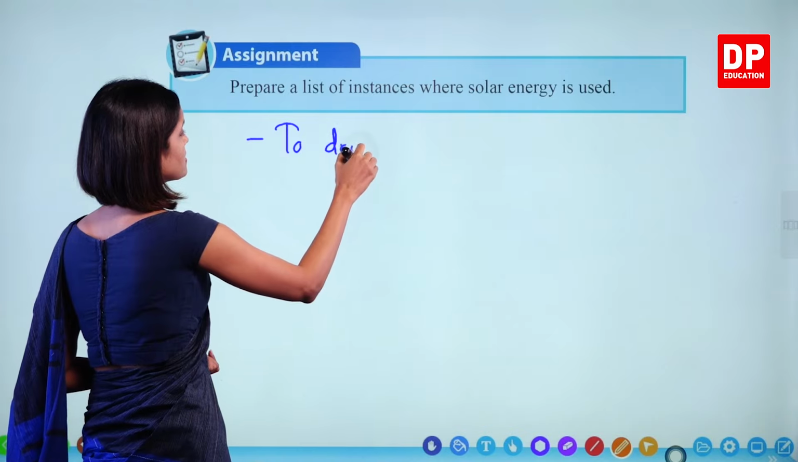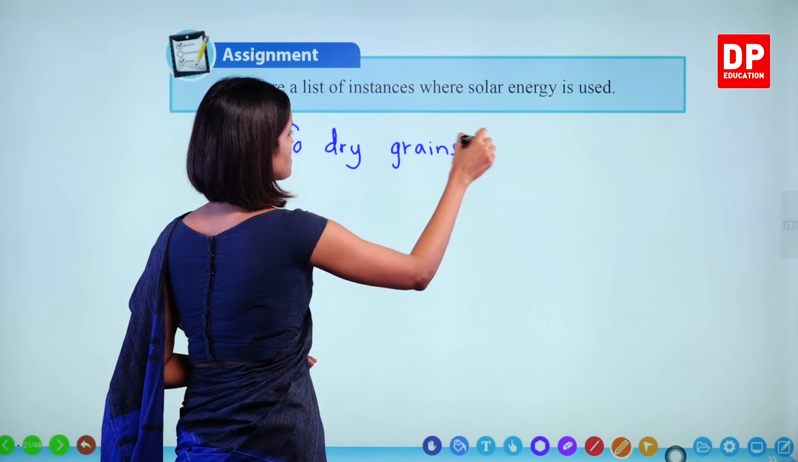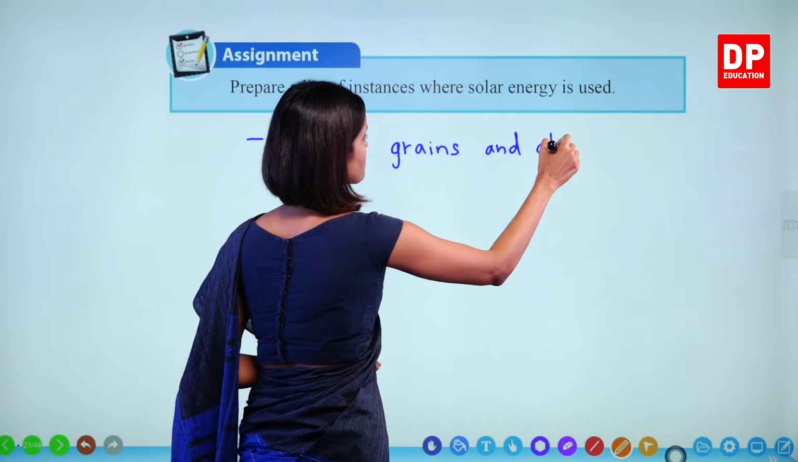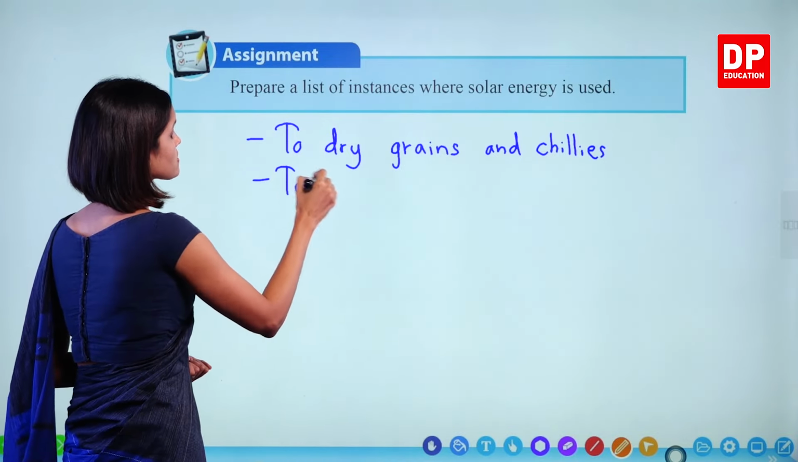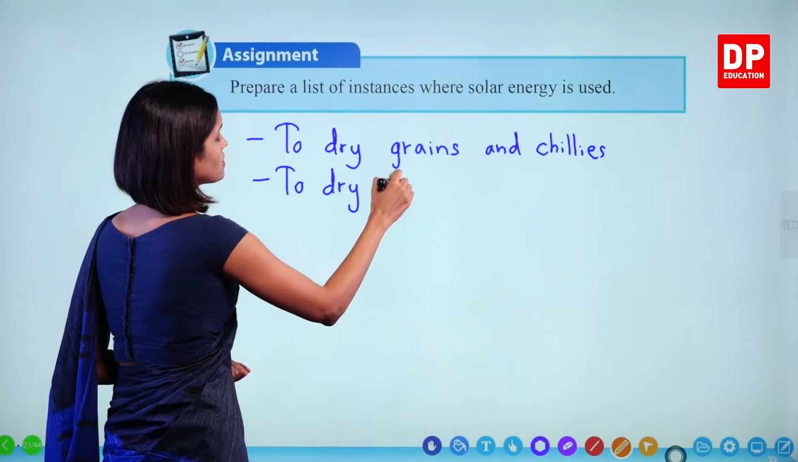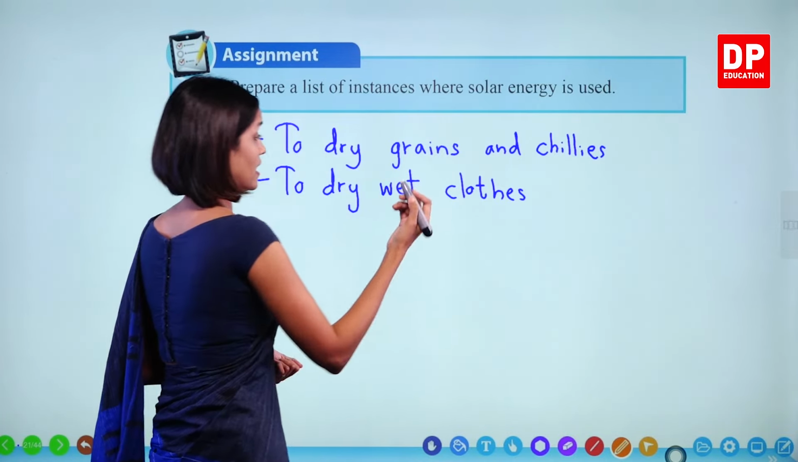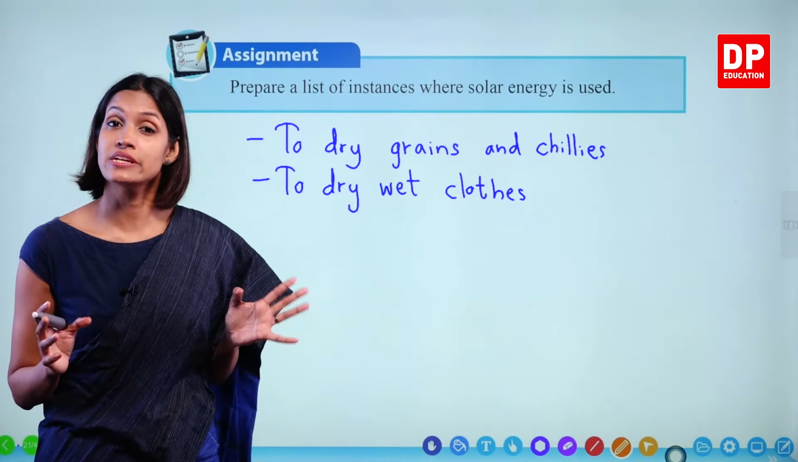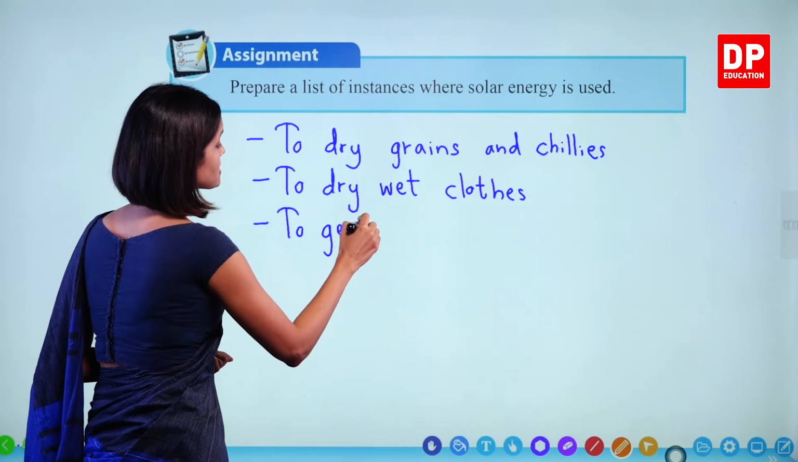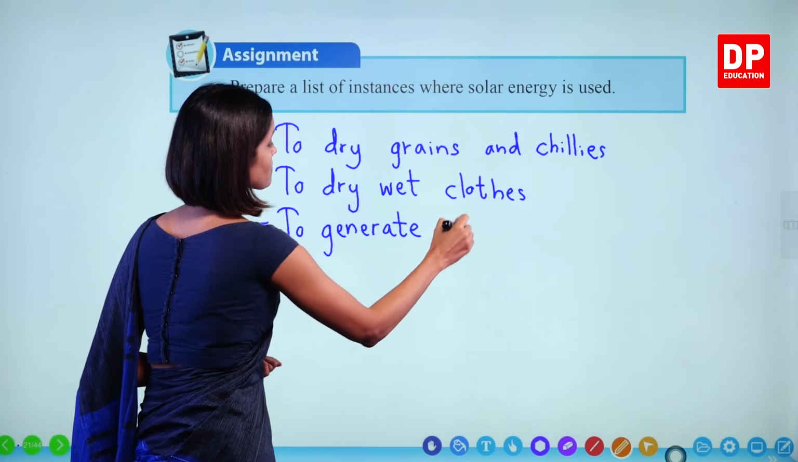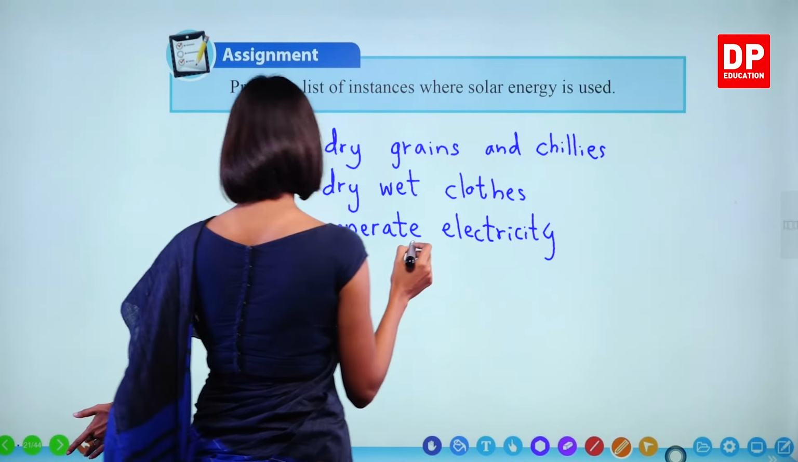To dry grains and chilies. To dry wet clothes. And we learned that solar panels can be used to generate electricity. To generate electricity.